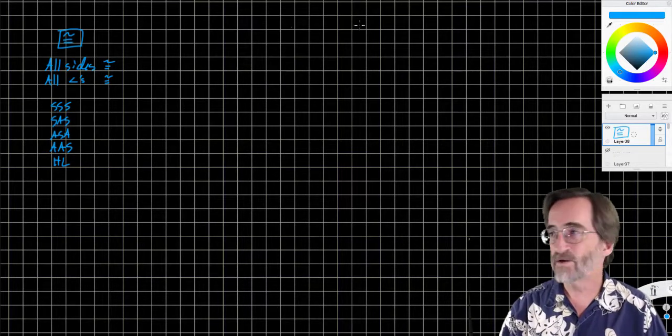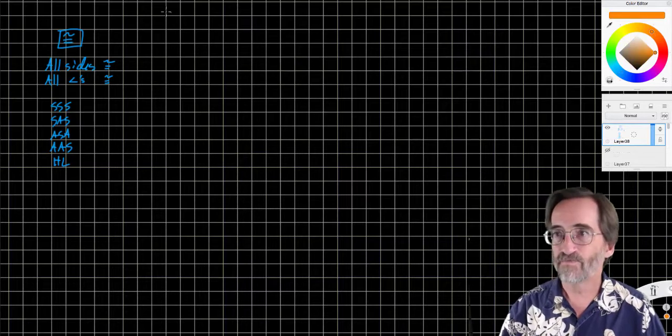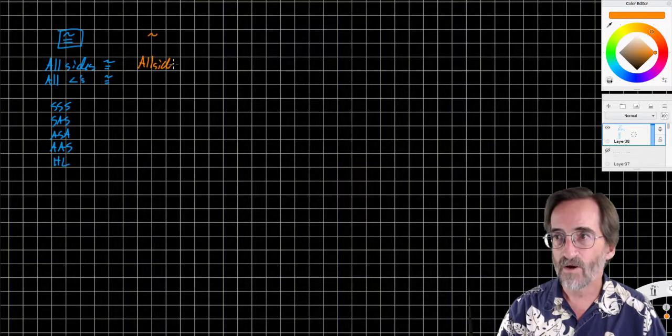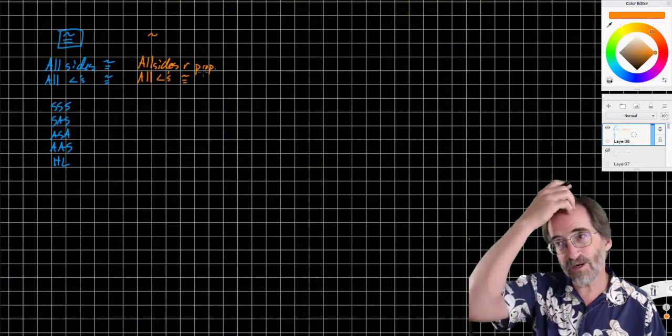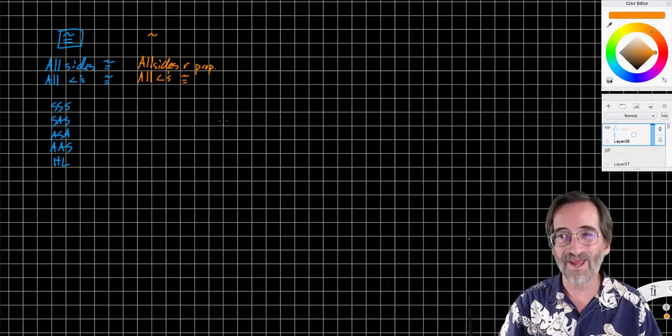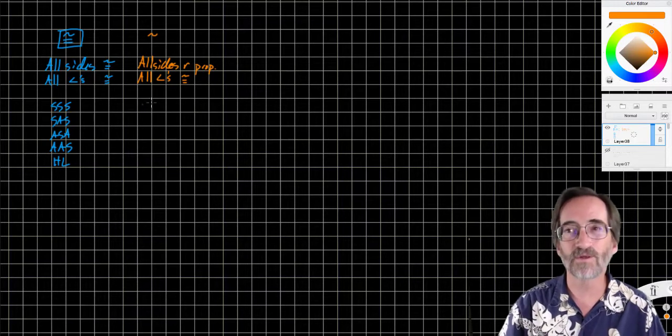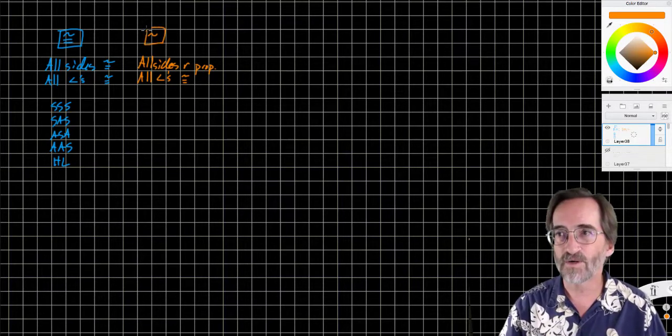For similarity, the contrast is this. For similarity, all sides aren't congruent. All sides are proportional. And all angles will be congruent. But it's not necessary to prove all sides are proportional and all angles are congruent. Just like with congruence, there are shortcuts.